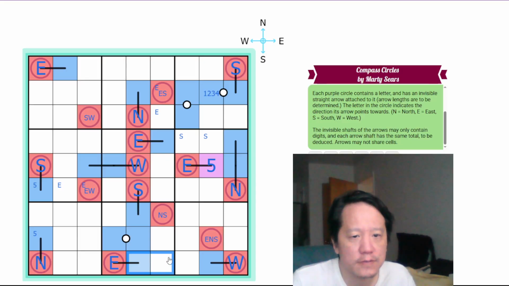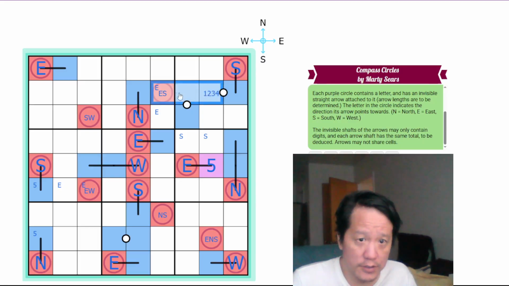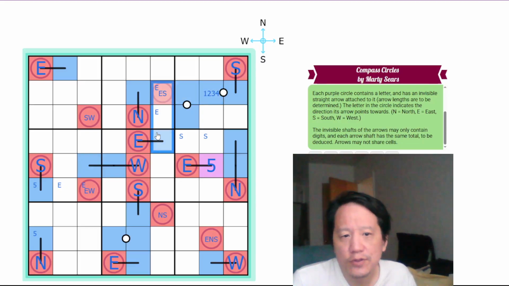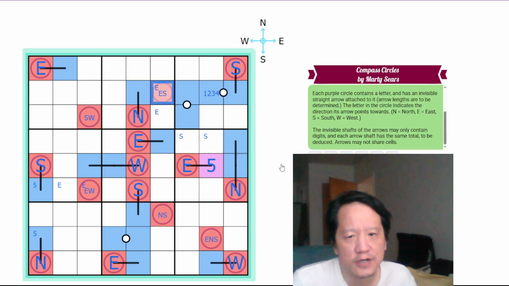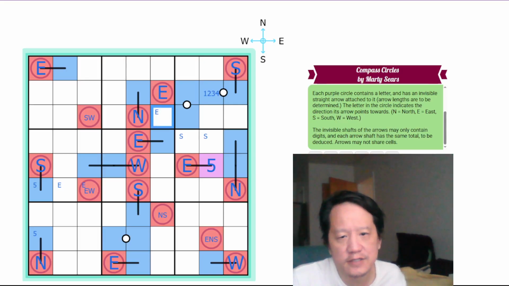Let's see. This can go east or it can go south. If it goes south, this has to be a 5. Oh, but if this goes south, this has to be east. And you can't have a letter on the arrow. So this cannot be south. This must be east then. So that's east, which means it goes this way.